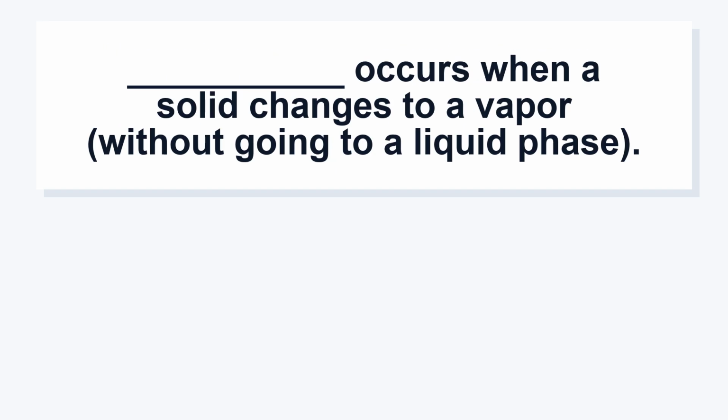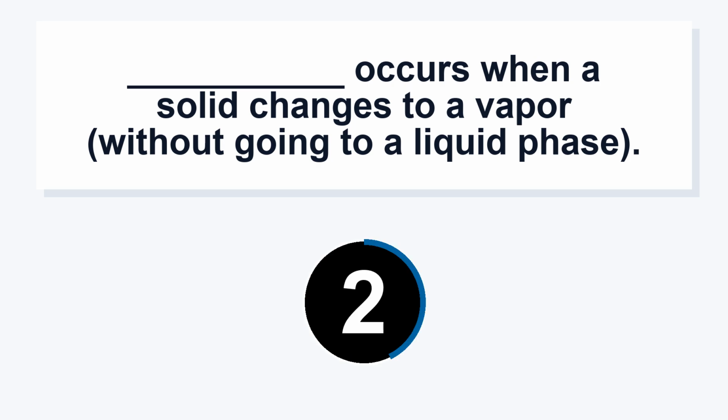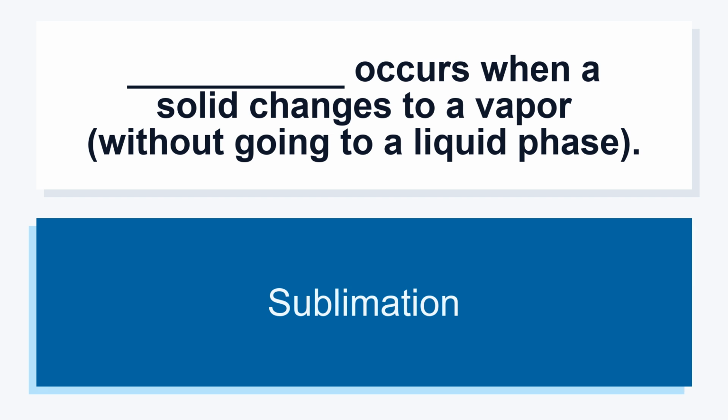Sublimation occurs when a solid changes to a vapor, without going to a liquid phase. Sublimation.